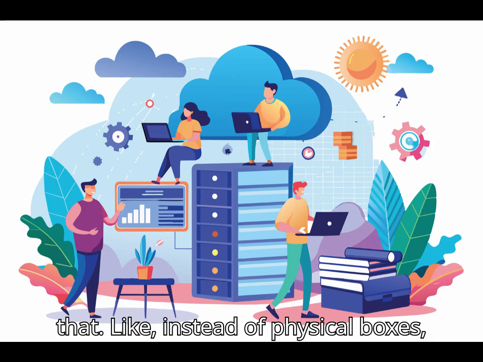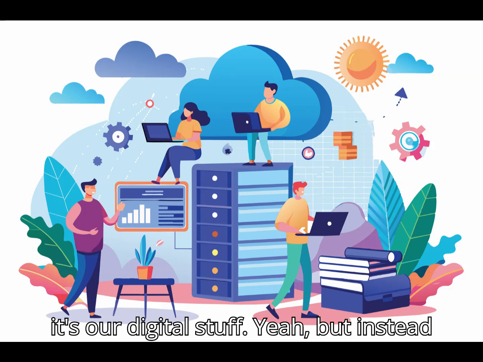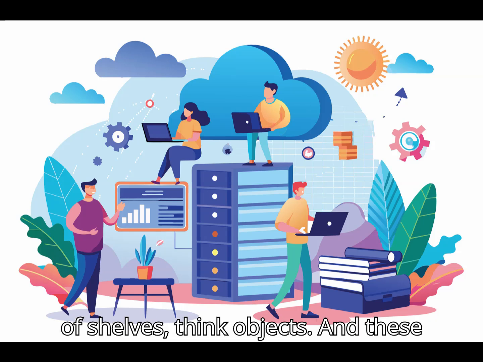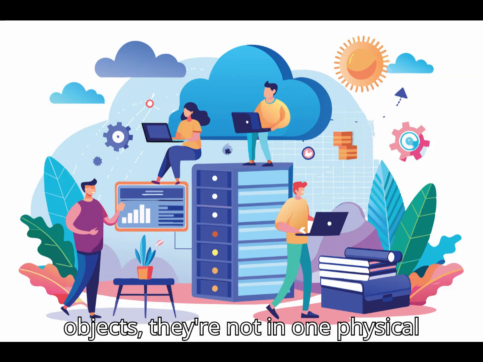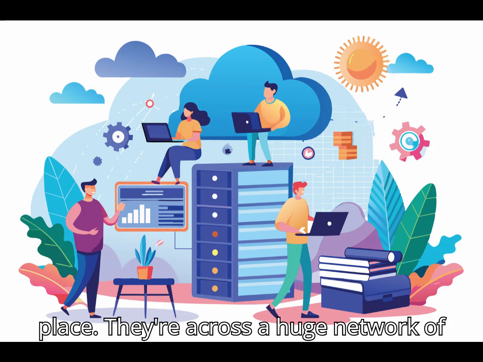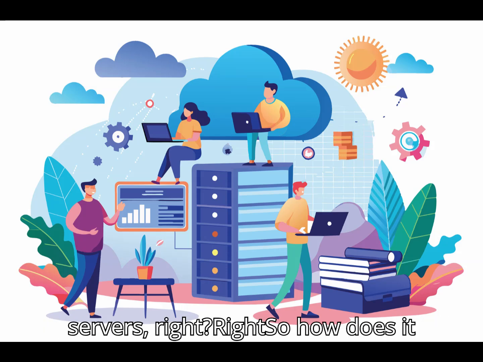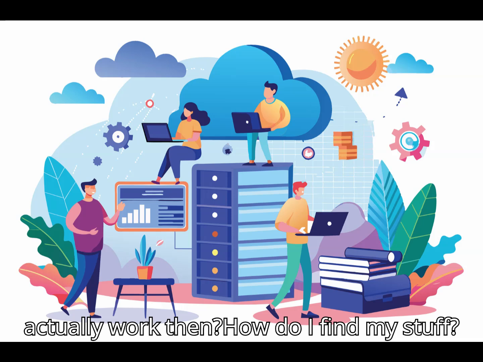Okay, I kind of get that. Like, instead of physical boxes, it's our digital stuff. Yeah, but instead of shelves, think objects. And these objects, they're not in one physical place. They're across a huge network of servers. Right, right. So how does it actually work then? How do I find my stuff?